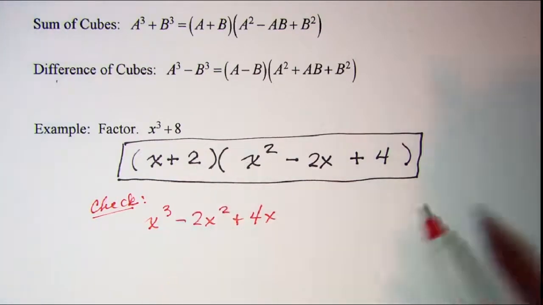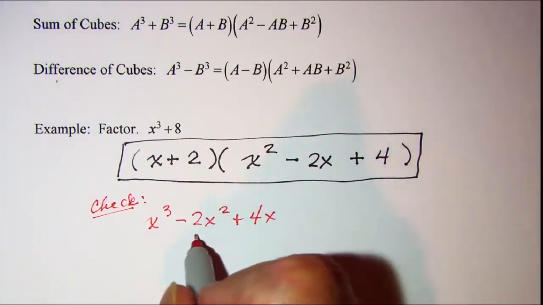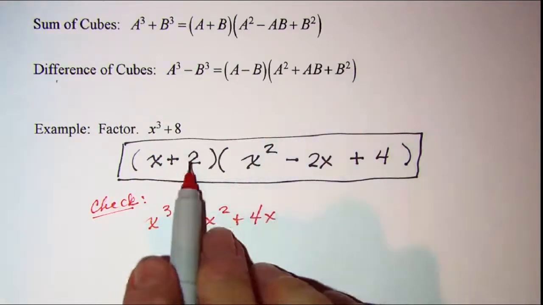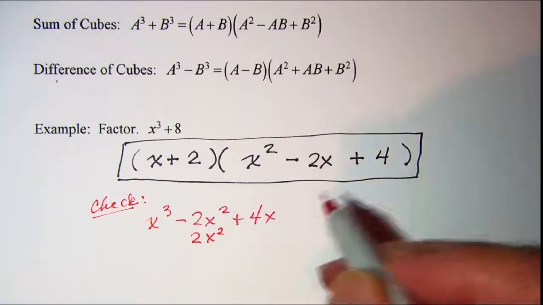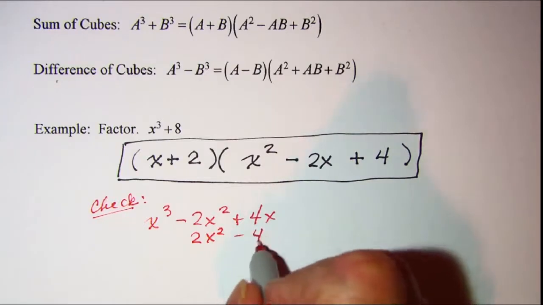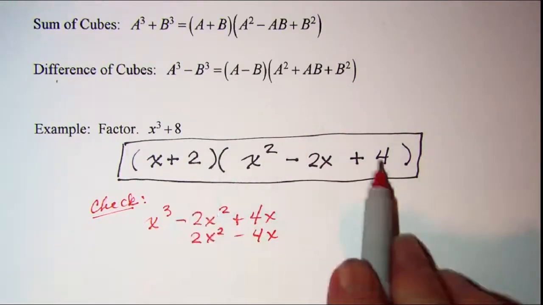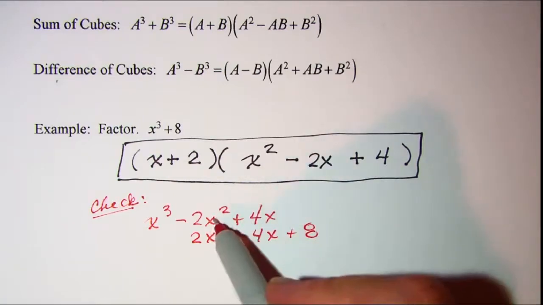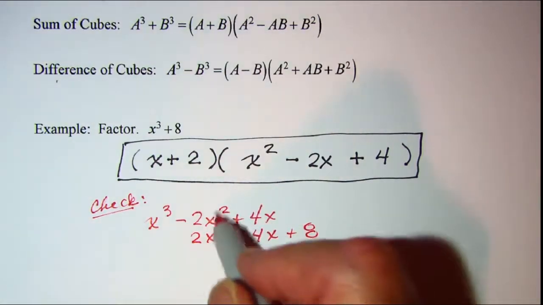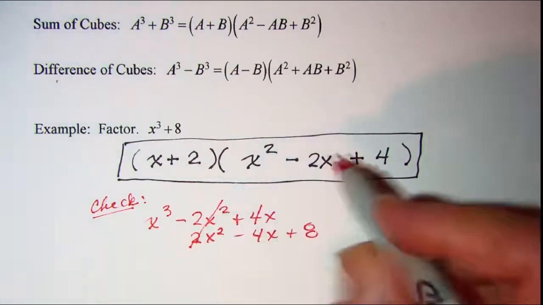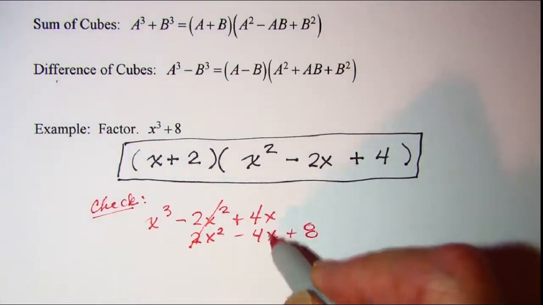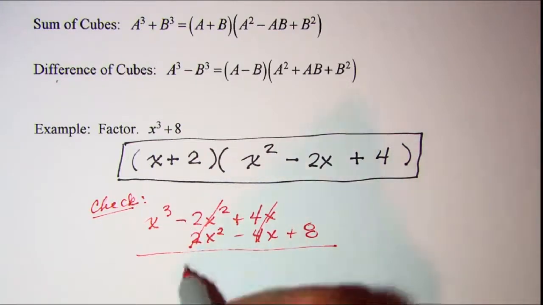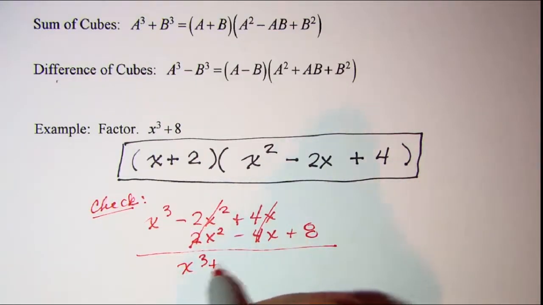2 times x squared is 2x squared, and I'm going to write it below the negative. Then 2 times negative 2x is negative 4x, and then 2 times 4 is 8. Now notice that this negative 2x squared and positive 2x squared cancel, and then the positive 4x and the negative 4x cancel. And when I add these all together, I get x cubed plus 8.